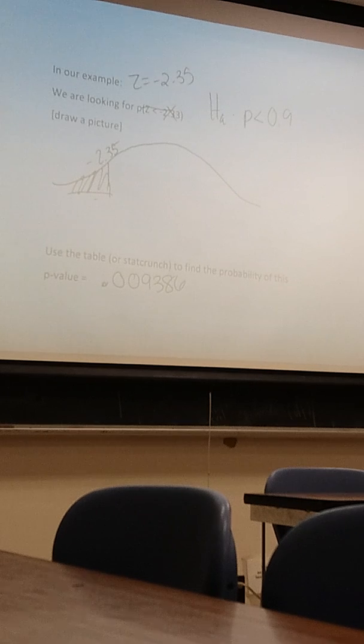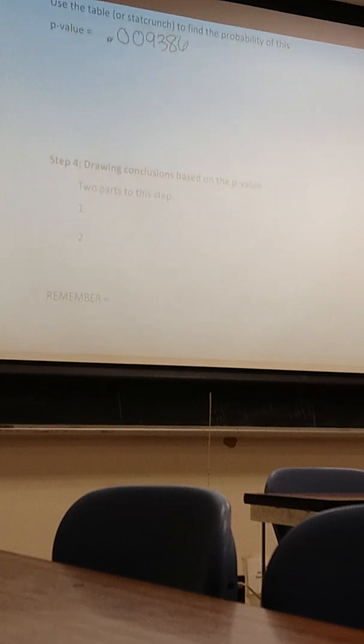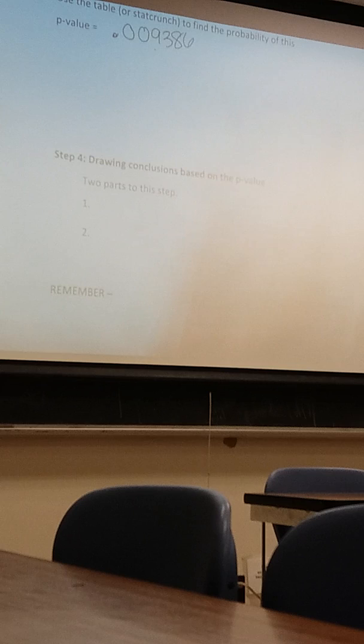Step 4 is where we have to write our conclusions, right? And there are two parts to this step, and then I'll hand out the sheet to hopefully help you write your conclusions. Step 1 is we have to look at our p-value and decide, is that small enough? This is where we compare it to alpha. So here, we say, based on the p-value, is our evidence strong enough? Or we could also say, is our evidence significant?